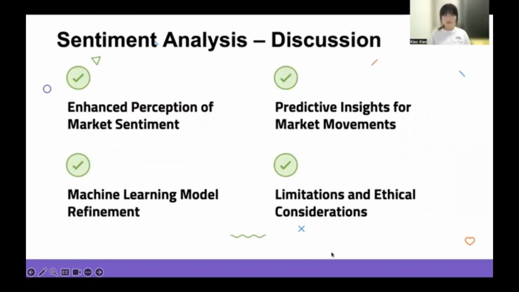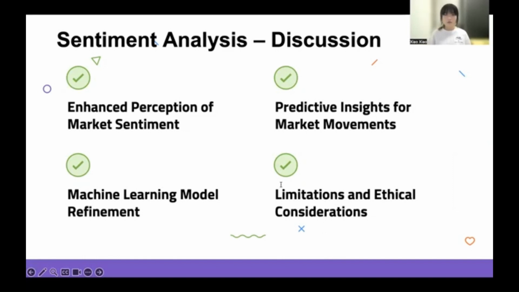The application of machine learning techniques in sentiment analysis of financial news presents an innovative approach to understanding market perception. The discussion below outlines the significance and potential implications of these techniques. The first is enhanced perception of market sentiment.